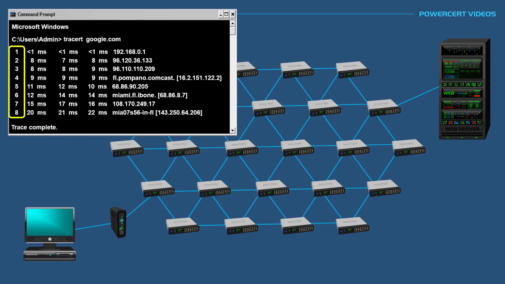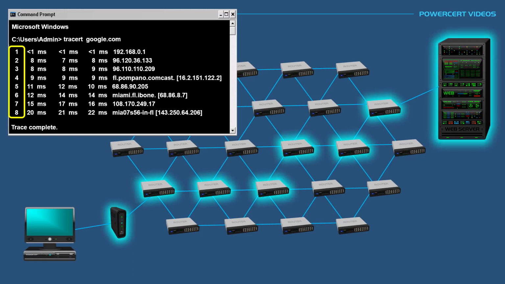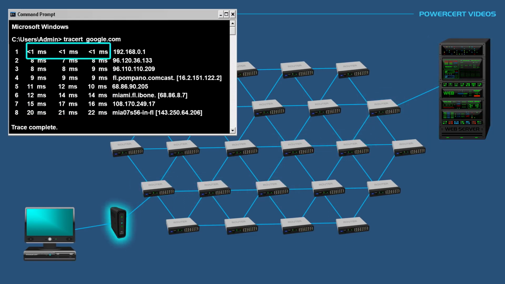The first column tells us the number of hops or steps that the route took to the destination, which was a total of 8 hops. The next 3 columns show us the round trip time each data packet took to each point and back to your computer. In the first row, the data packets only took 1 millisecond. So the route was very short because it's within my local area network. The first hop was my modem router in my home.